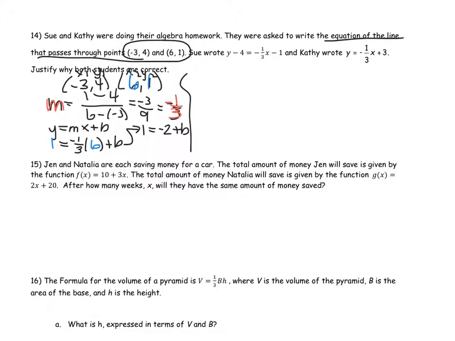Now we're going to add 2 to the other side, and we have that b is equal to 3. So we have our b is equal to 3, and our m is equal to negative 1/3. So we can conclude that y is equal to negative 1/3 x plus 3. This should be our equation of the line. y equals negative 1/3 x plus 3. That is our equation.